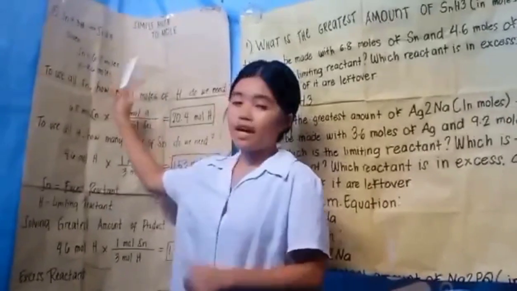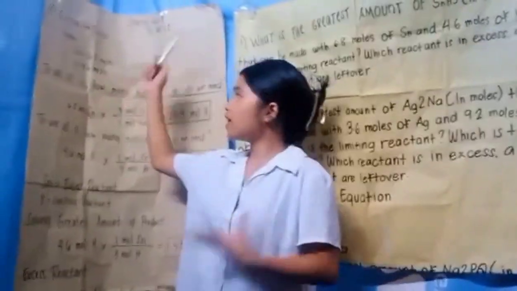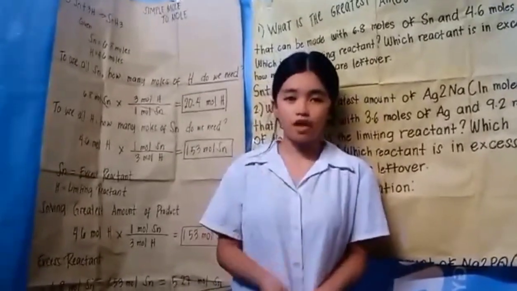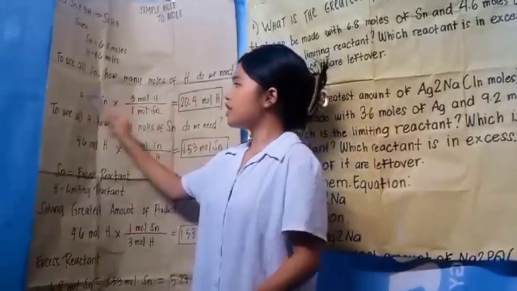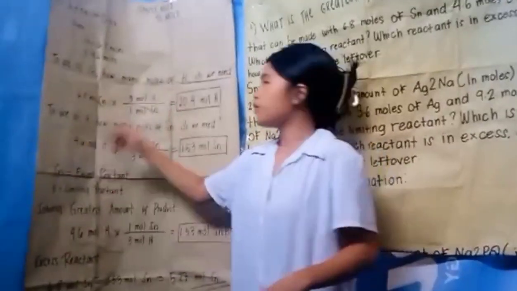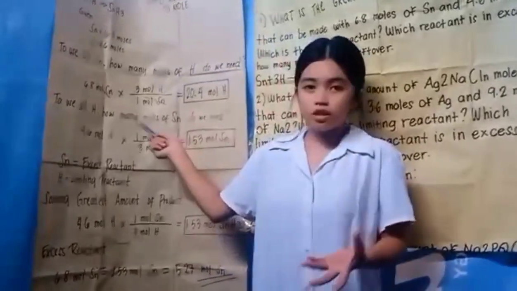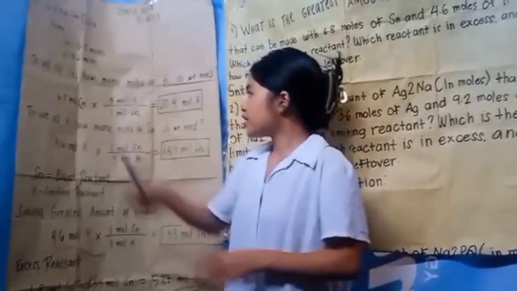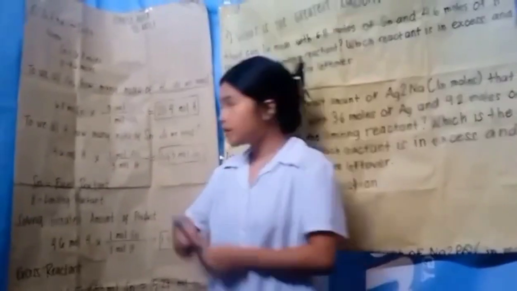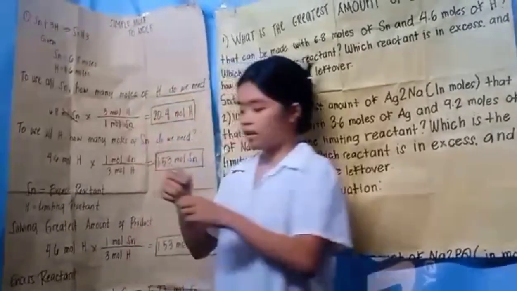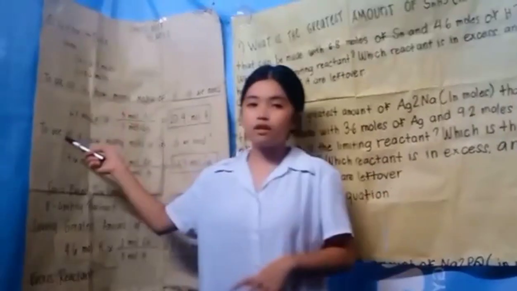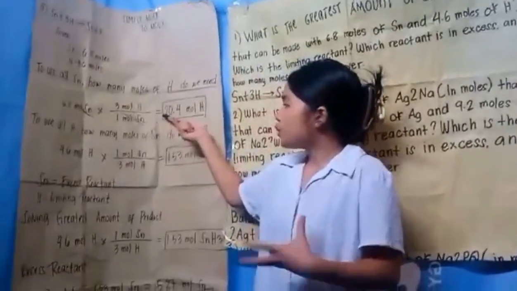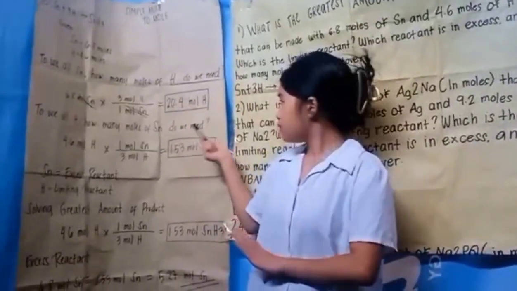Our given is Sn equal to 6.8 moles, H equal to 4.6 moles. To use all Sn, how many moles of H do we need? We have here 6.8 moles of Sn. We're going to multiply it by the coefficient of H, which is hydrogen, over 1 mole of Sn. So we apply the cancellation property, and that would be 6.8 multiplied by 3 moles of hydrogen over 1. So the result would be 20.4 moles of H.